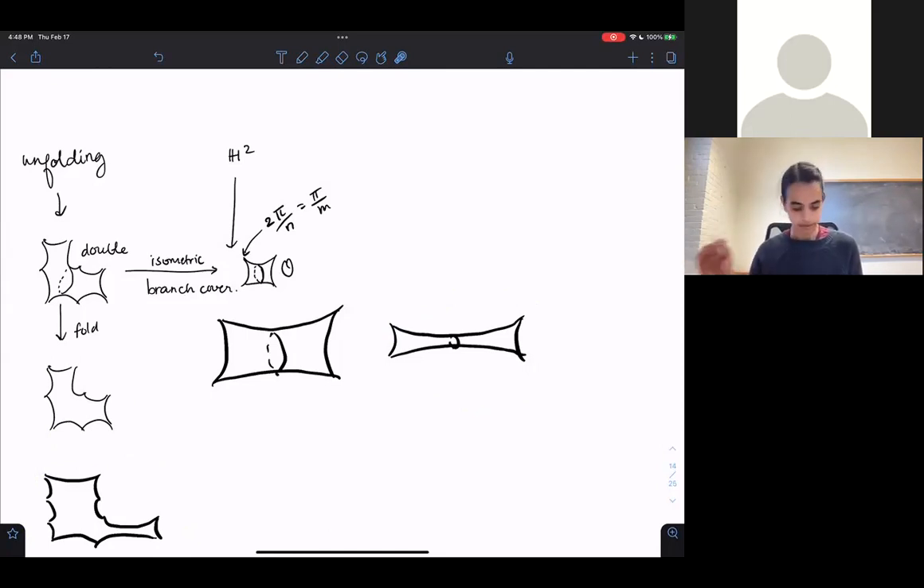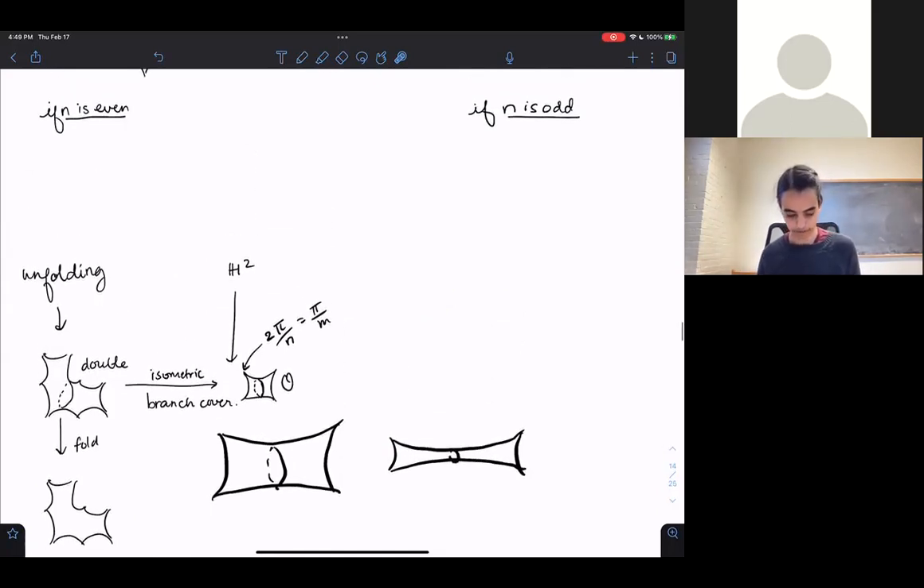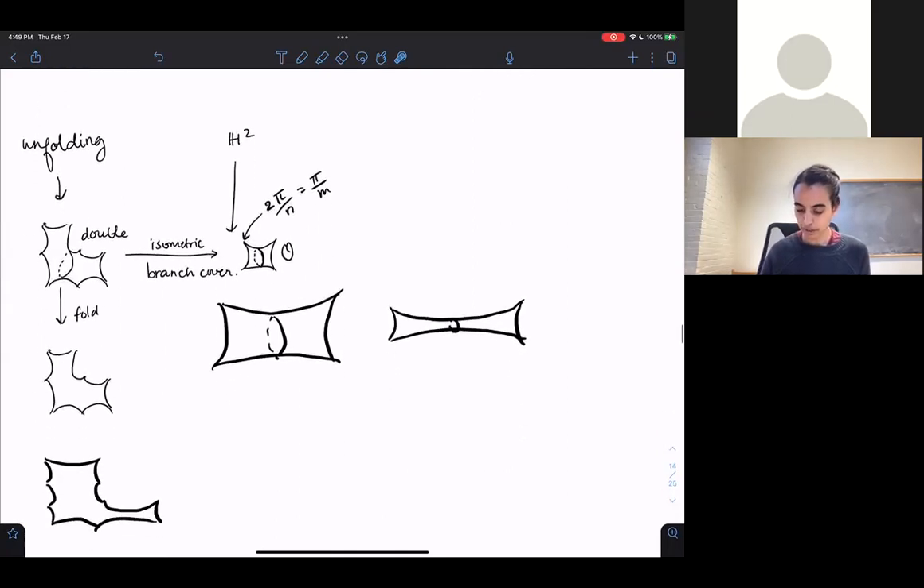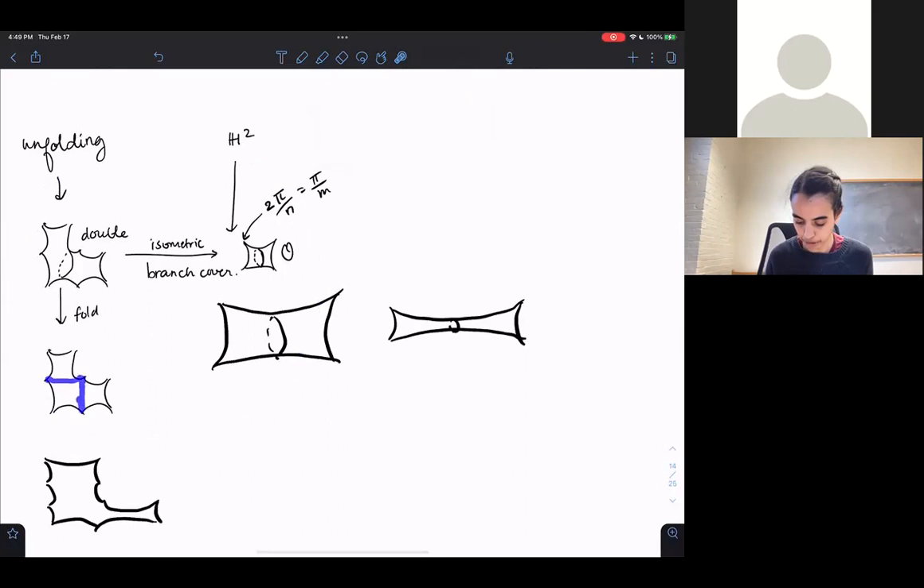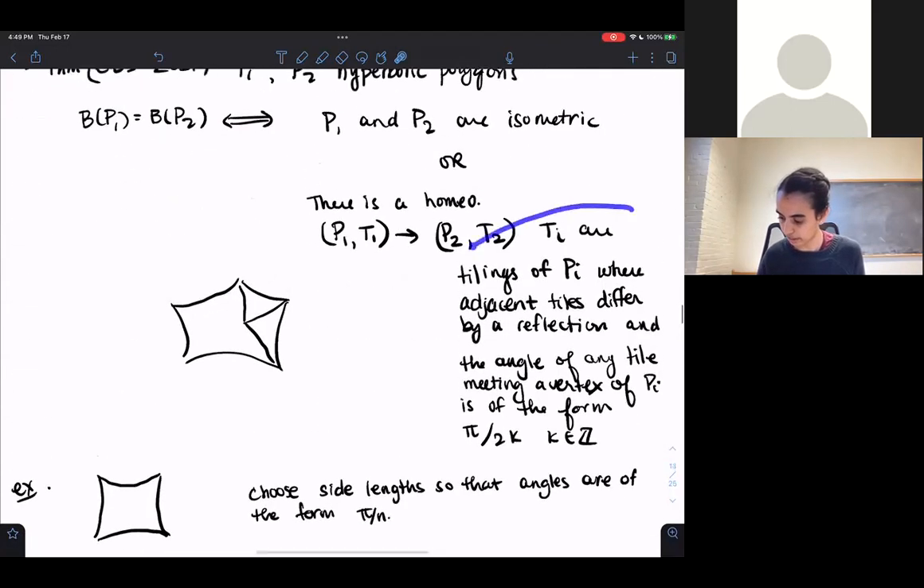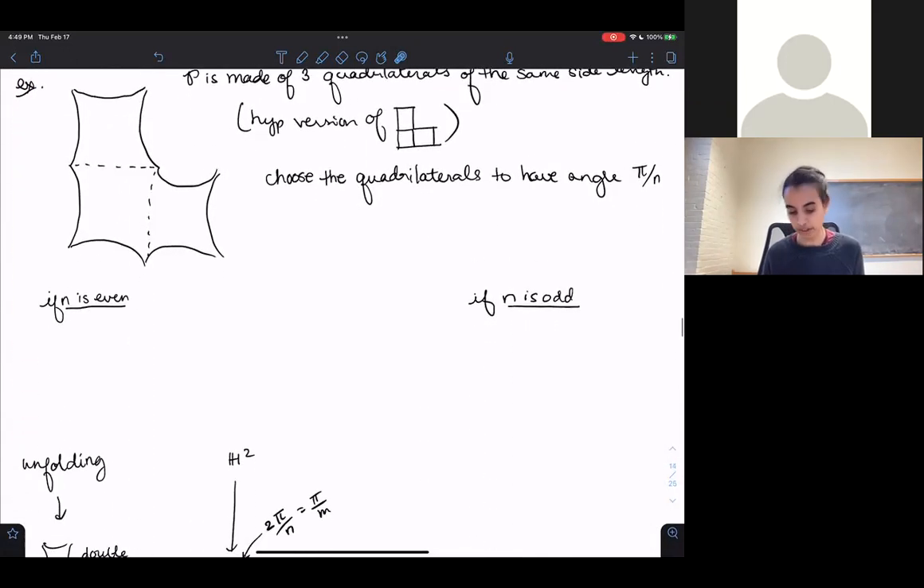Okay, great. All right, so now let's talk about, well, what if n is odd? Let's notice what happened here. I was using the fact that I can tile my larger polygon by these smaller quadrilaterals, and this tiling had all these properties that I listed here. Adjacent tiles differed by reflection, and the angles of any tile meeting a vertex of the polygon were of this form because n was even. But if n is odd, this is not the case.